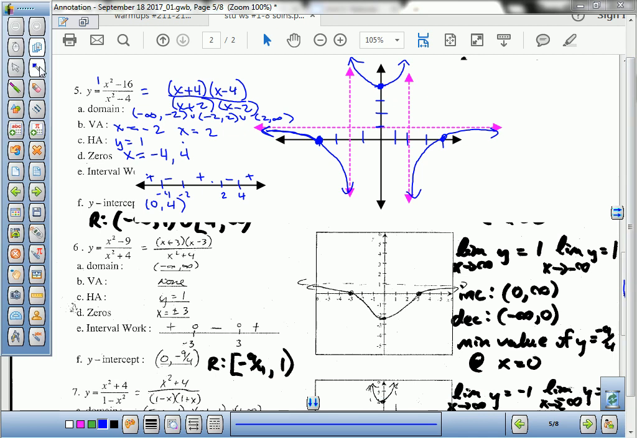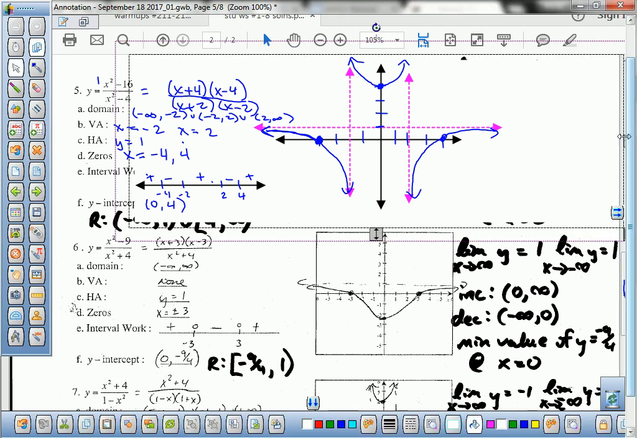Can it ever cross vertical asymptotes? The horizontal asymptote really tells us more about the end behavior of the function, and if you research it, it'll talk about horizontal asymptotes only in terms of end behavior.